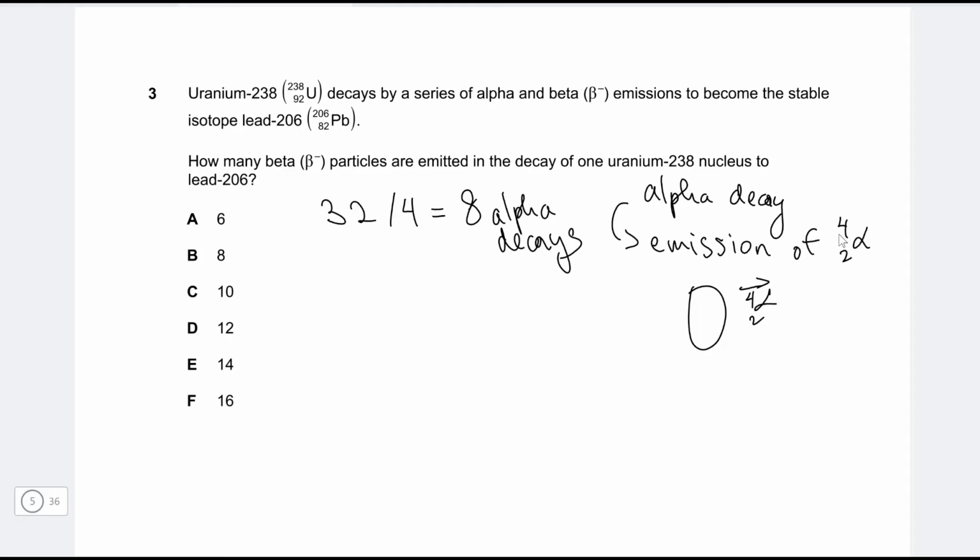However, that's not the only thing that is happening. We also have beta decay. If you're unsure about beta decay, I'm going to leave a link in the description to my video on beta plus and beta minus decay. However, in short, anytime we have beta decay, a neutron is turned into a proton.